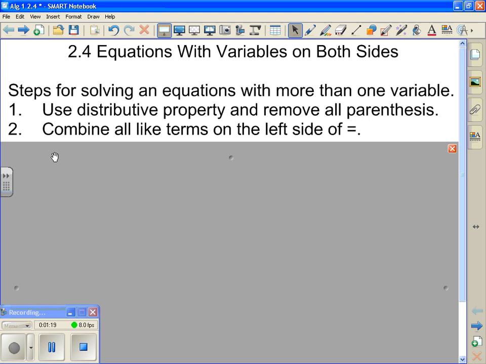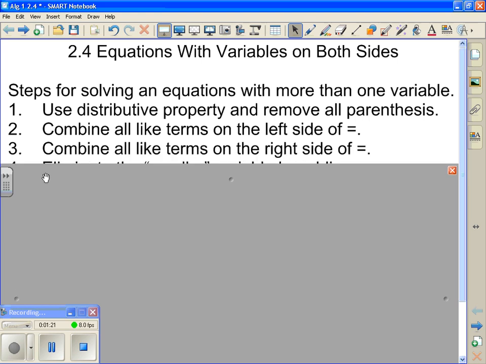The third step is to combine all like terms then on the right side of equals. If there are any numbers or variables on the right side of equals, they should be combined together, either added or subtracted in the third step.